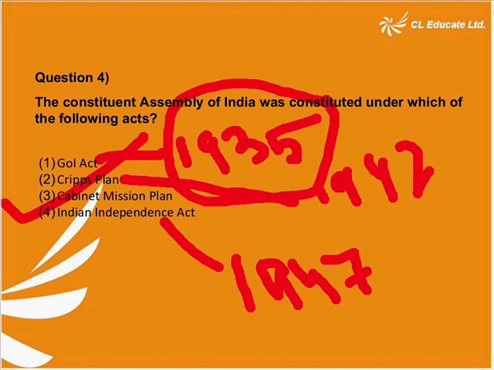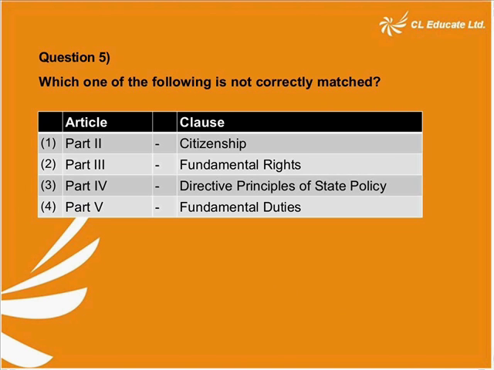It's about the boundaries of our nation, Indian state and its constituents. So part 1 is Indian state and its constituents. Then part 2 is citizenship, part 3 is fundamental rights, part 4 is directive principle of state policy, and part 4A is fundamental duty. So certainly, out of this, option 4 is wrong. So our correct answer is D, option 4.